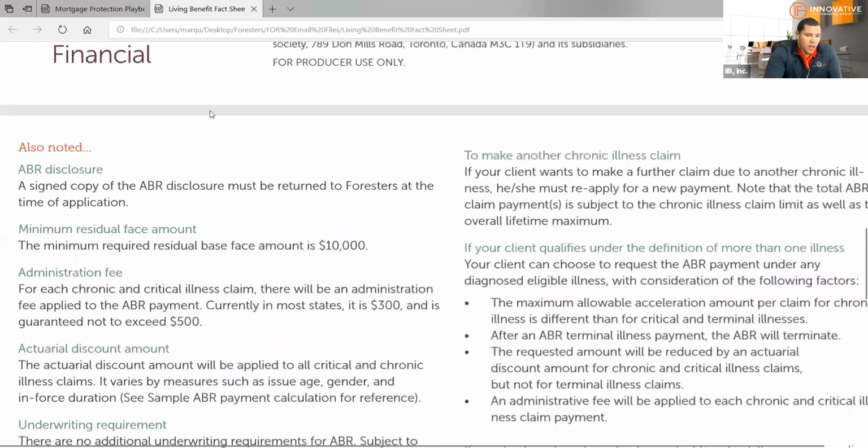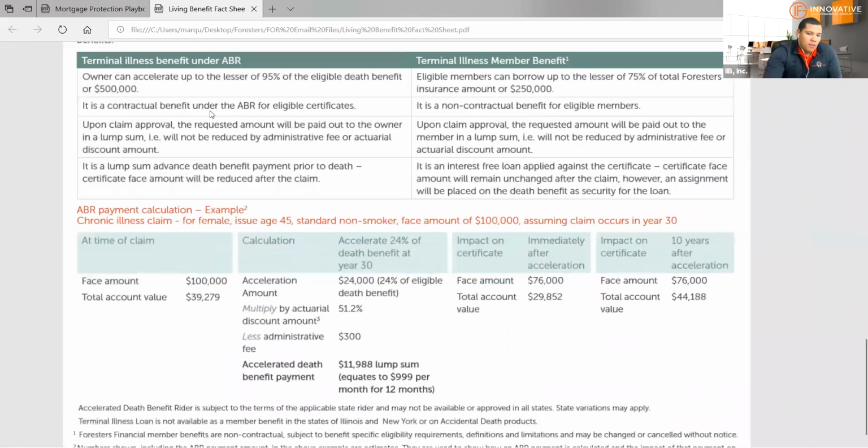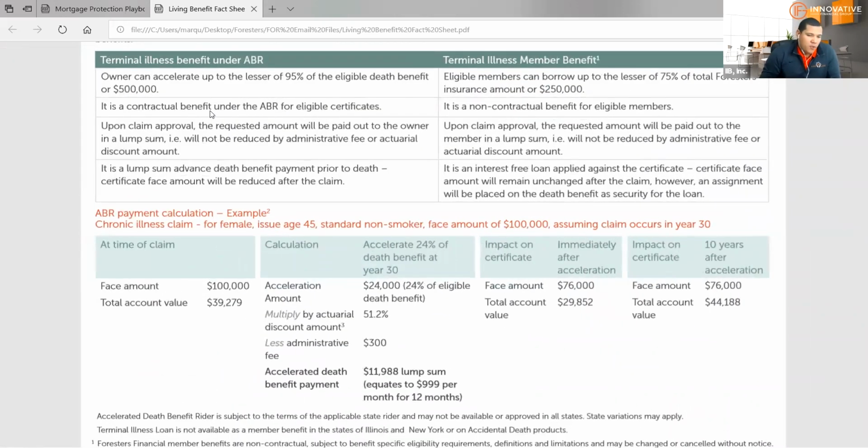Big thing, though, to understand why I always recommend getting the actual paperwork. On the back of the Forrester's one, it gives you a numerical payout of what they can expect.